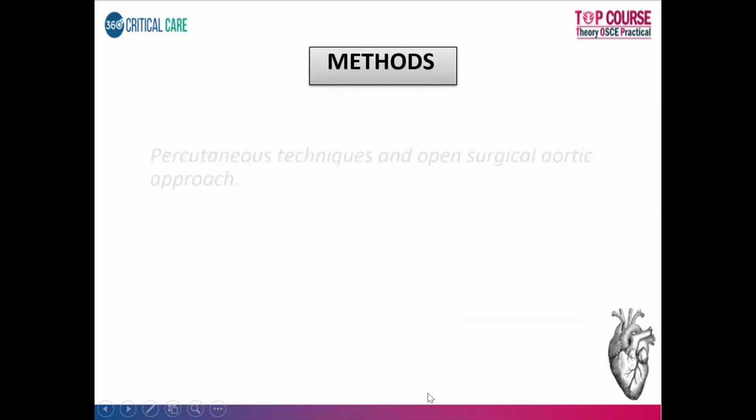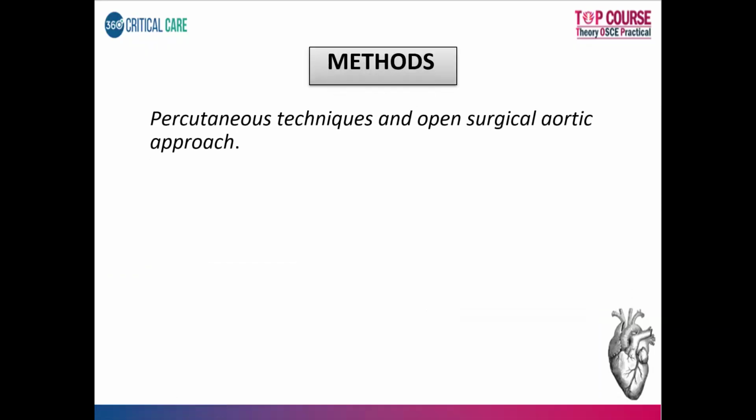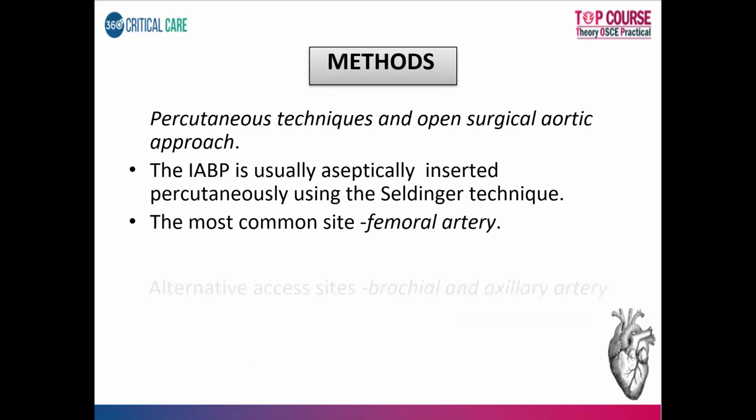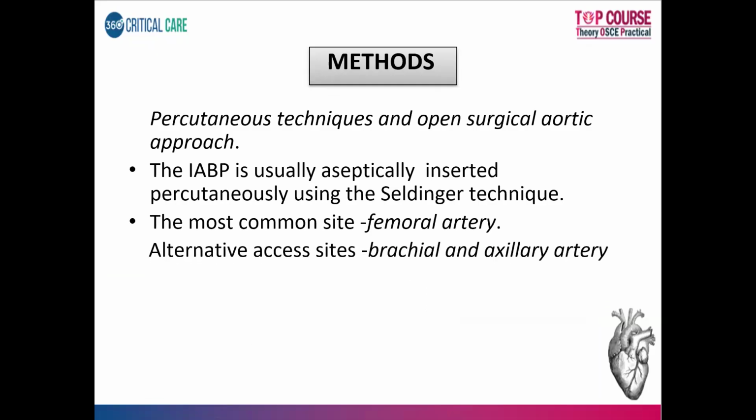So how do we insert this? It can be either by a percutaneous technique or an open surgical aortic approach. The IABP is usually done by an aseptic procedure by Seldinger's method using the femoral artery as the approach site. Alternative sites which have been tried are the brachial artery and the axillary artery.